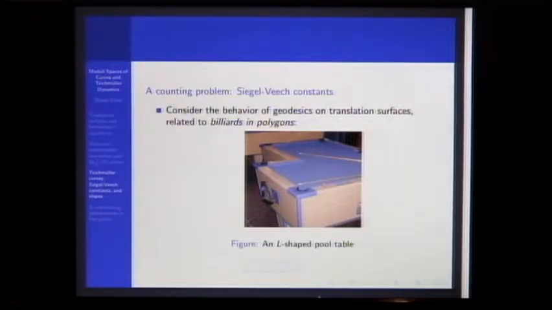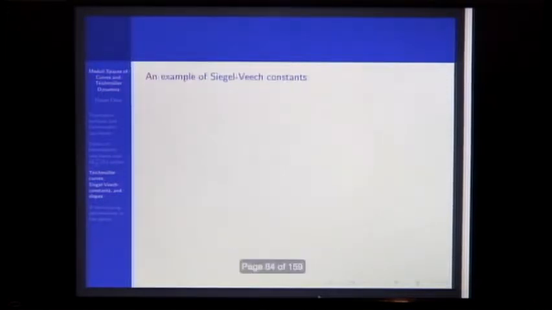You can see the following picture is an L-shaped pool table. Because if you study billiards, the billiard hits one edge, so it reflects. But on the other hand, you can unfold this L-shaped table into the plane and study the geometry associated to the one-form defining this L-shaped table. So people actually do this.